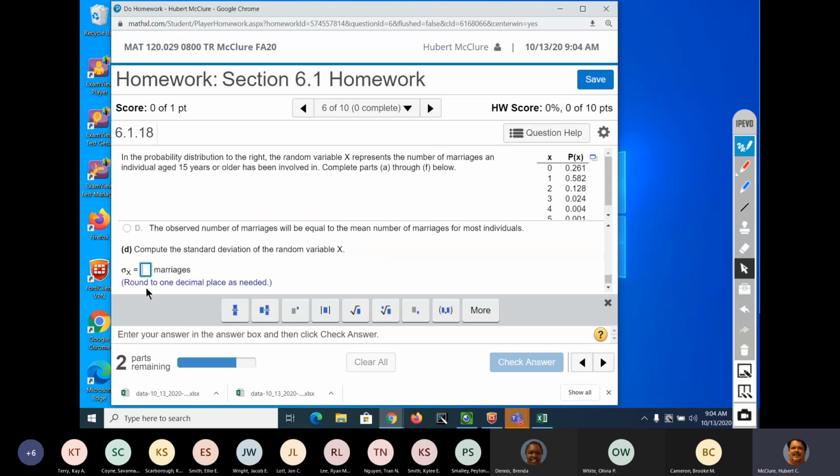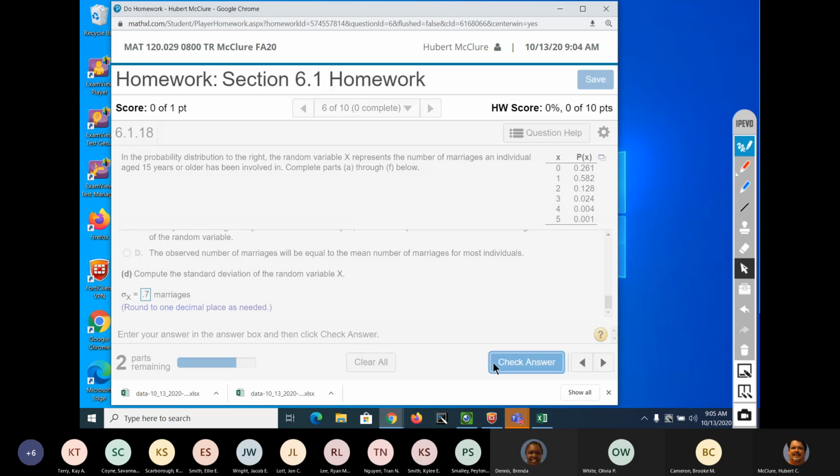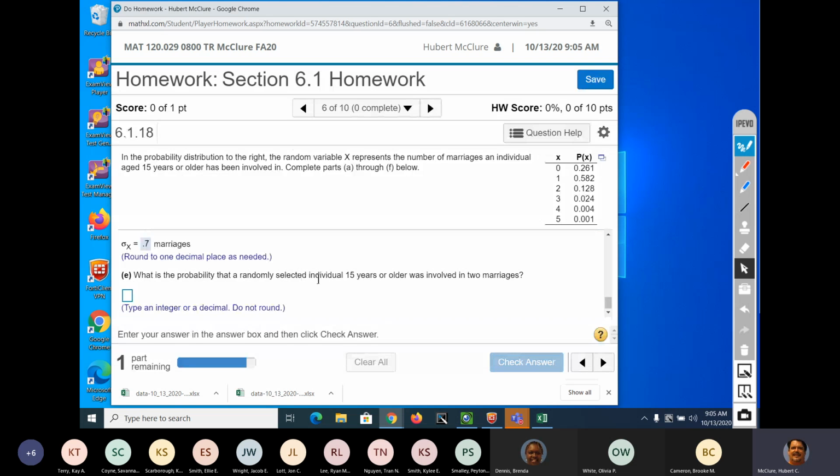Okay, what's our standard deviation? Our standard deviation says round to 1 decimal place. So that would be 0.7. What is the probability that a randomly selected individual was involved in 2 marriages? Not up to 2 marriages, but 2 marriages. 0.128.